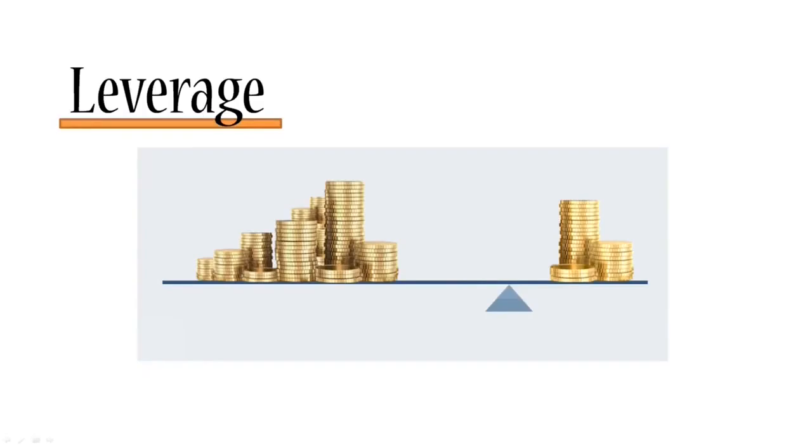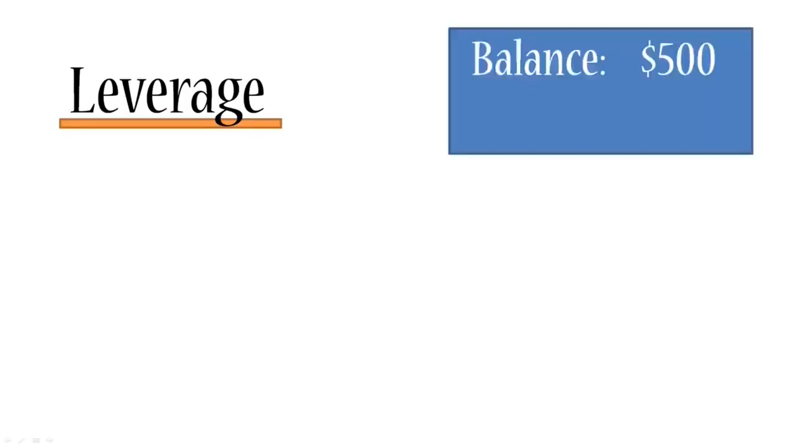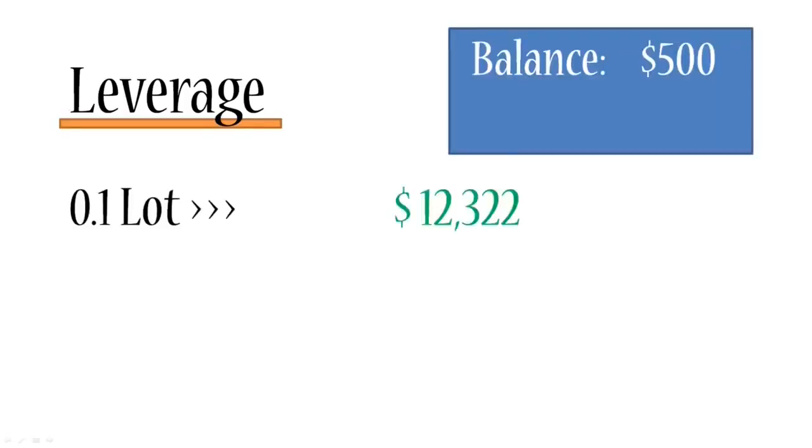So what happens with leverage is your broker will actually lend you money in order to help you conduct transactions on the Forex market. In this picture, your money is on the right and the money the broker lends you is on the left. Let's have a look at a particular example. For instance, your balance is $500, and you want to conduct a transaction with the volume of 0.1 lots on the euro-dollar currency pair. So you require 12,322 American dollars to conduct this transaction. Obviously, your balance is insufficient at this stage.